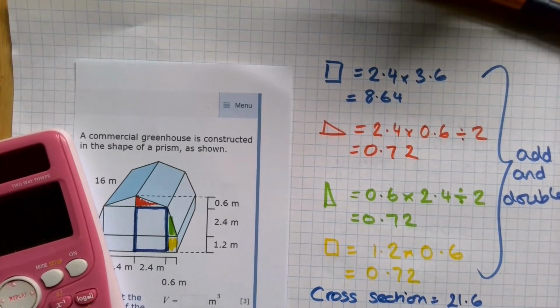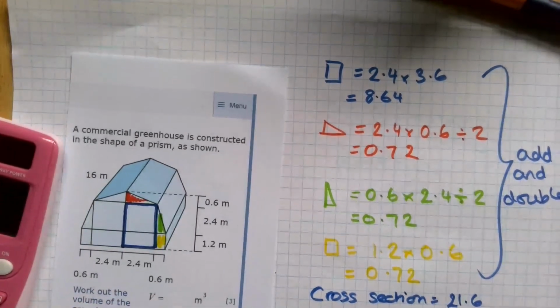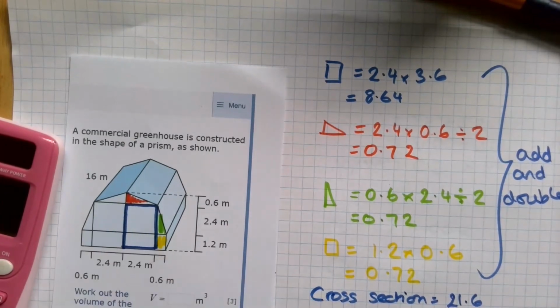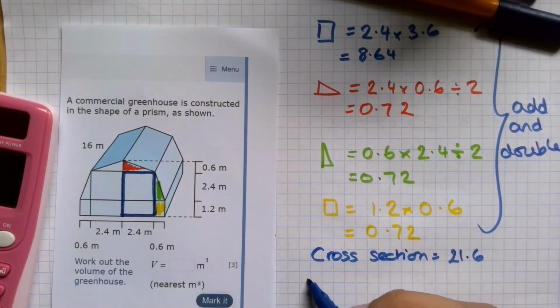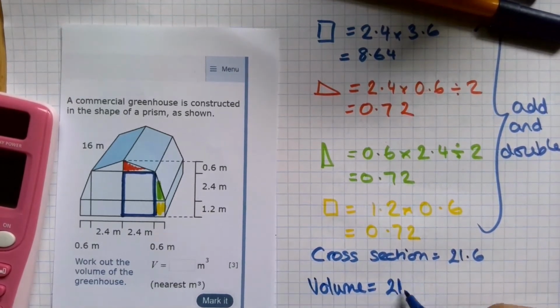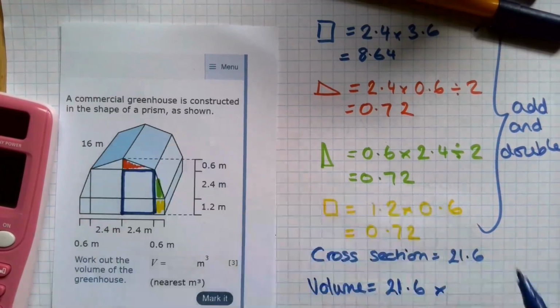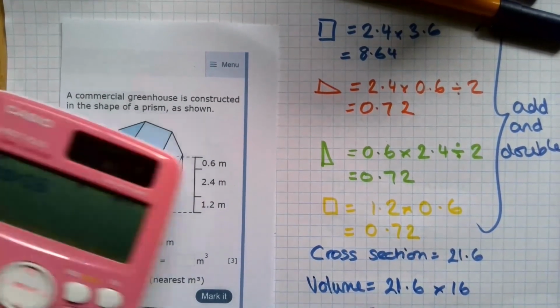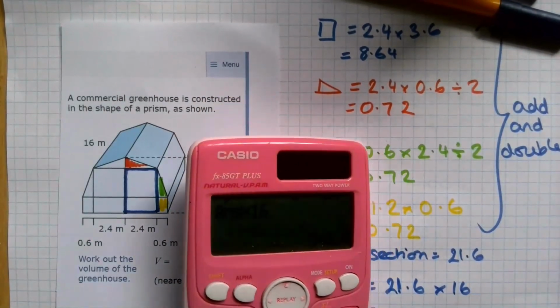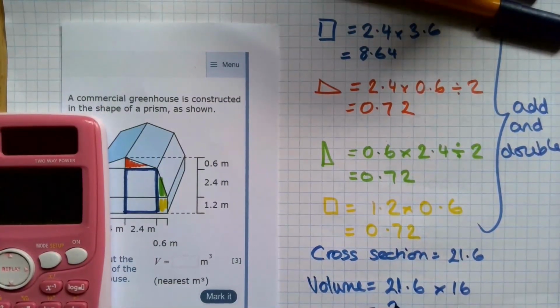Obviously your numbers will be different. And then we need to know how long the greenhouse is, and it is 60 metres long. So to find the volume, it's the cross section area, and we multiply that by the length, giving me 345.6. Let's round that to the nearest metre cubed, 346.